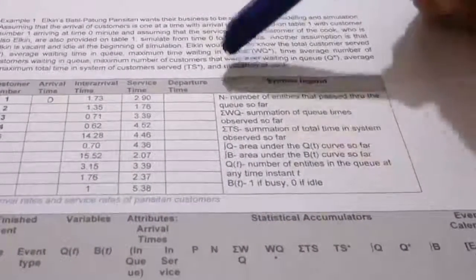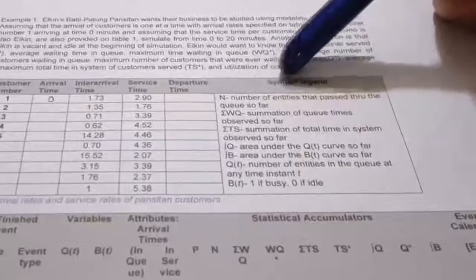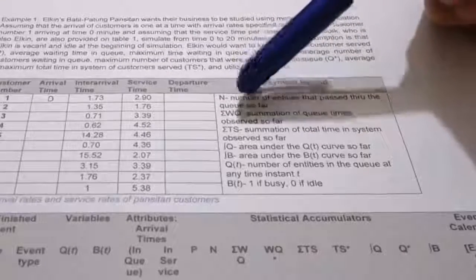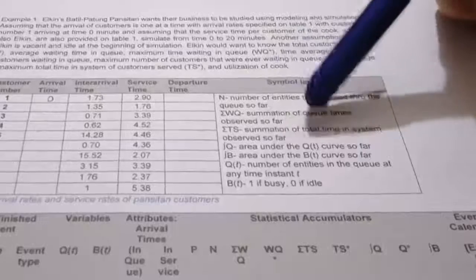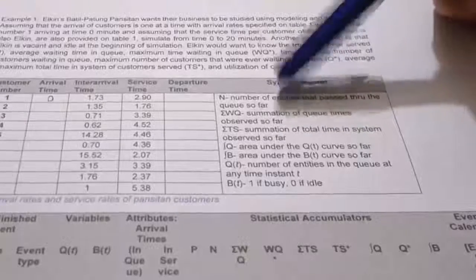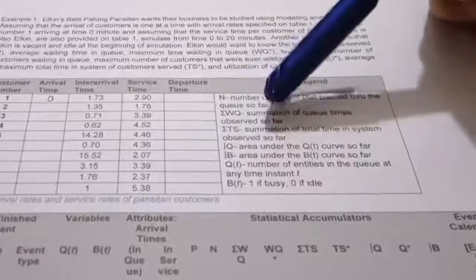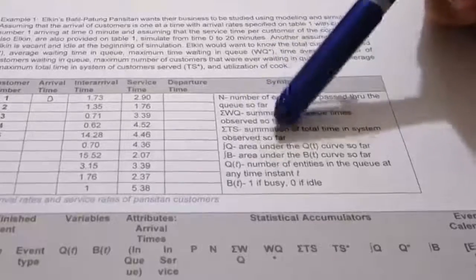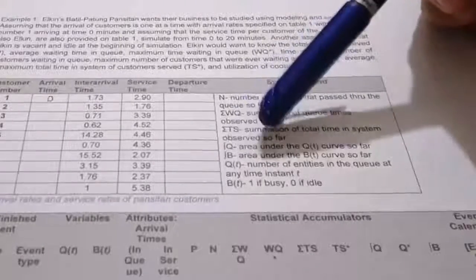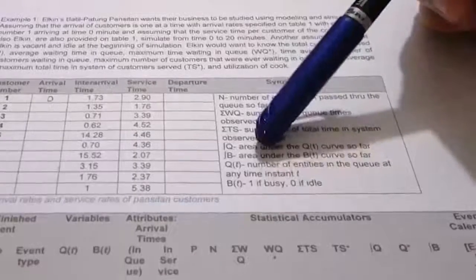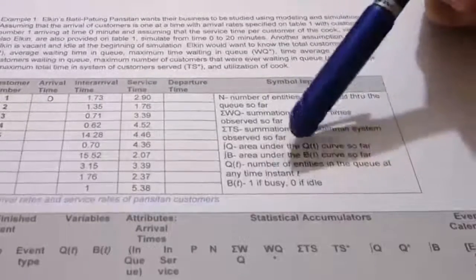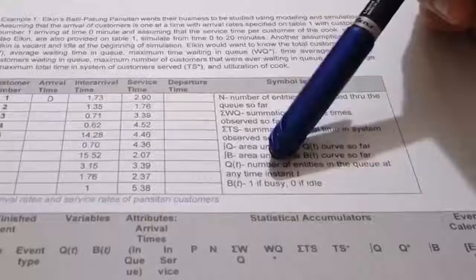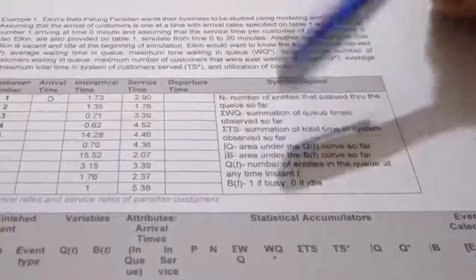So, okay, N is the number of entities that pass through the queue so far. And then we have a summation of waiting time in queue, summation of queue times observed so far. Summation of TS is the summation of total time in system observed so far. Area of queue, area under the QT curve so far. Area of B, area under the BT curve so far. QT is the number of entities in the queue at any time instant T. And BT is the status of the server, 1 if busy, 0 if idle.